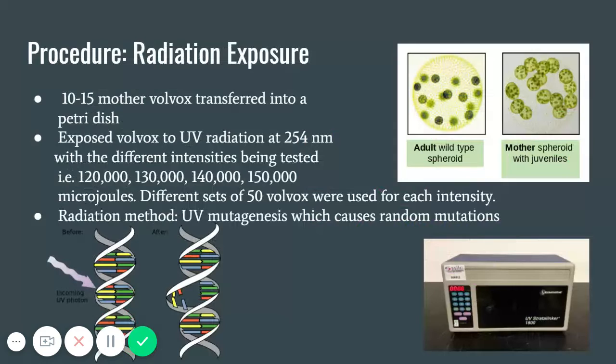Altogether, 50 Volvox were used separately for each intensity. The radiation method used was UV mutagenesis, which causes random mutations from pyrimidine dimers, which are molecular lesions.